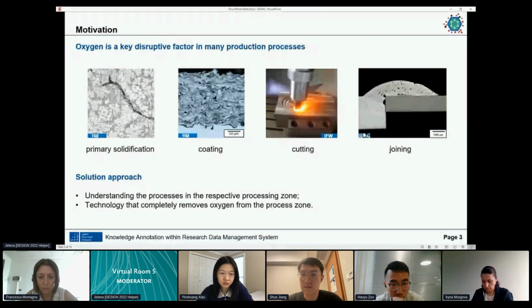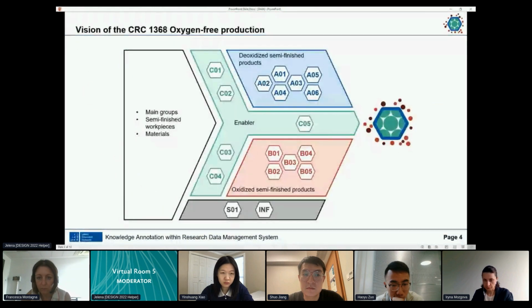The research objective of the project is to develop new oxygen-free production processes, and the possible solutions involve understanding the processes in a joining zone and technology that completely removes oxygen from a process zone. The project includes 15 sub-projects grouped into 3 main research areas, as well as a project carrying out central analysis. All of these projects produce different heterogeneous research data that ranges from measurement data, observational data, data from simulation to images and videos.